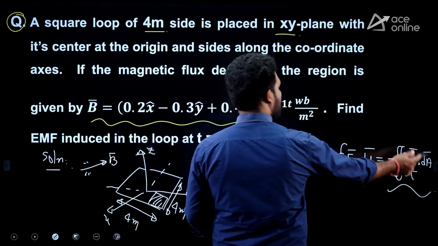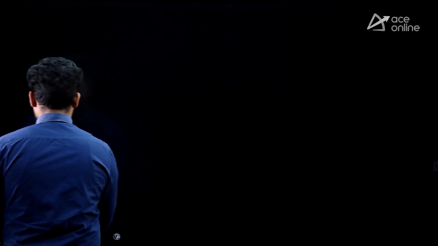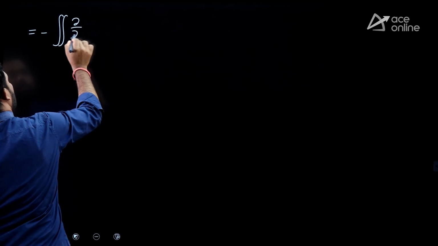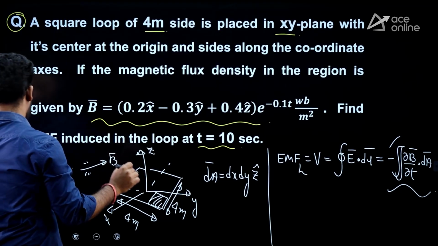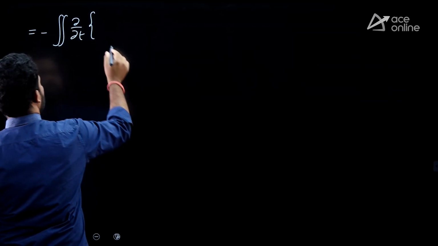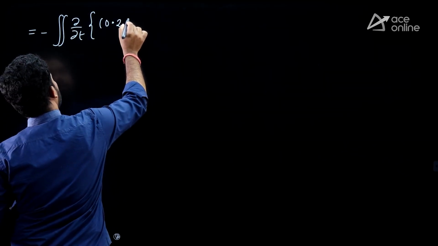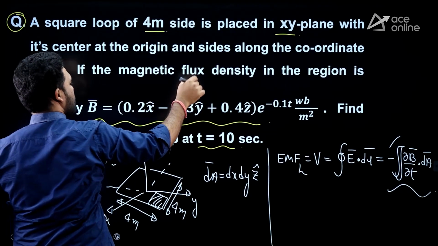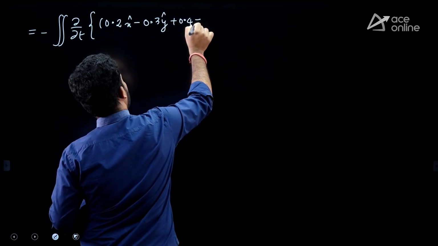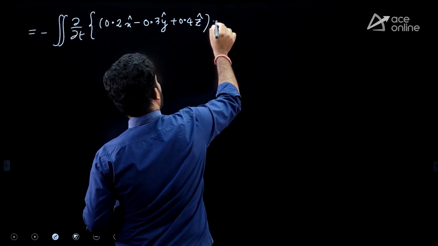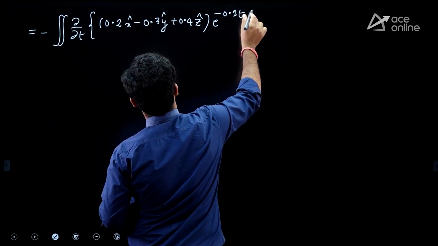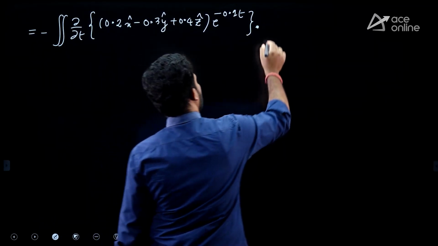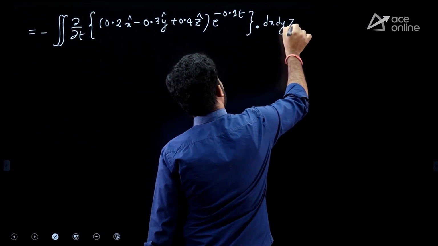Okay, so I'll make use of this integral, guys. So what happens to this, which is minus surface integral of dou by dou t of B. What is the B? This entire thing. So it is 0.2 x cap minus 0.3 y cap plus 0.4 z cap into e to the power of minus 0.1 t. Dot product with the loop, which is in the xy plane. So what is the differential area? It is dx dy z cap.